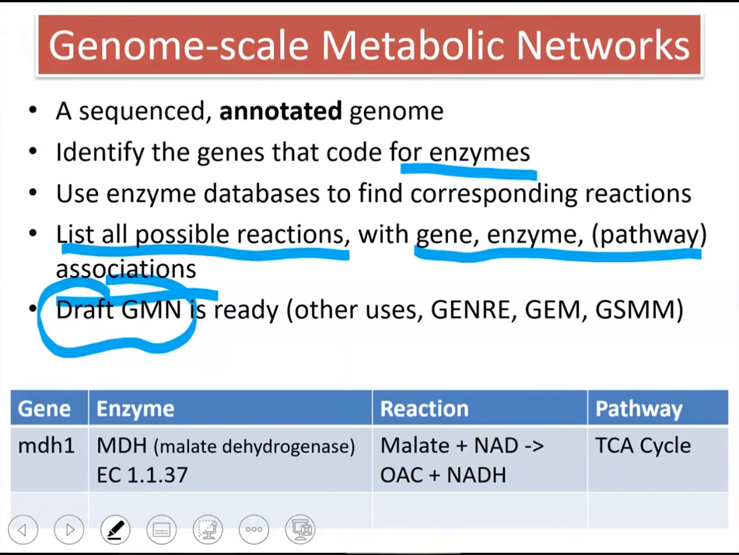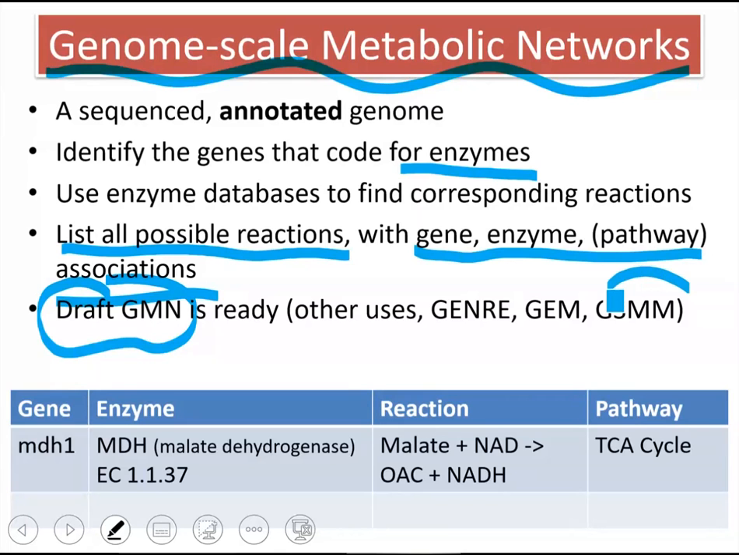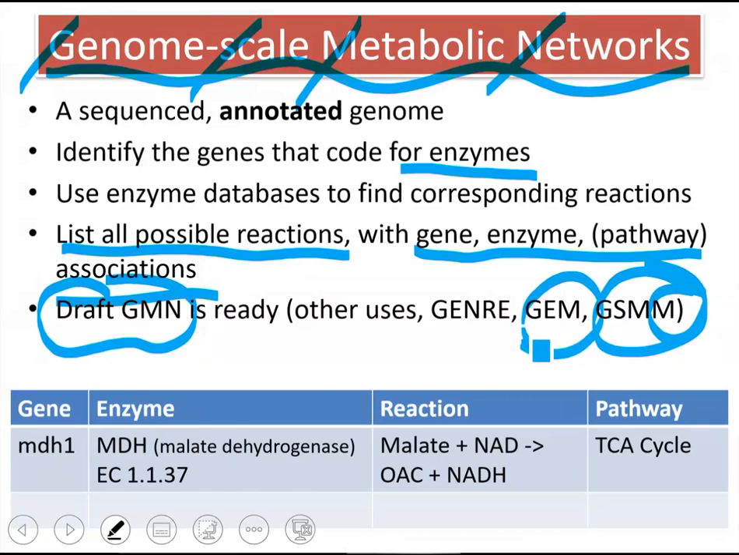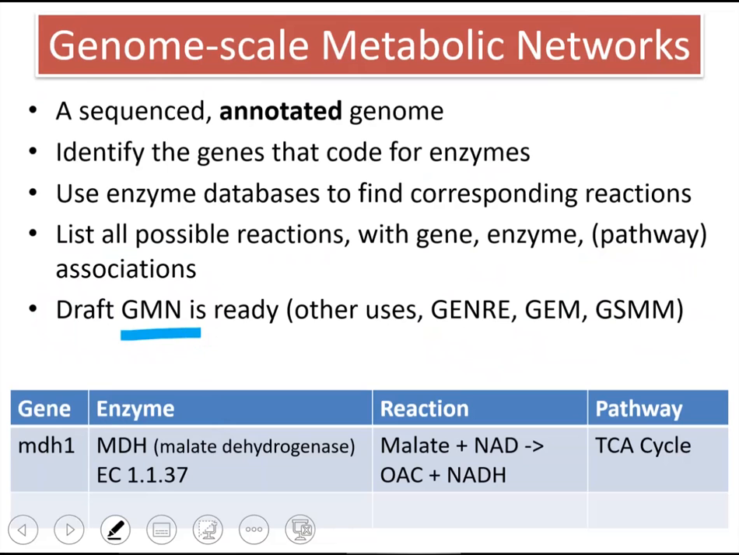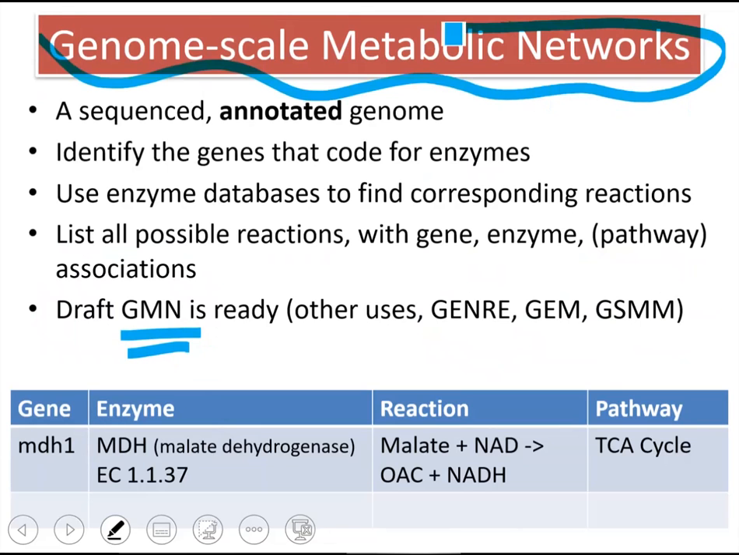ready for simulations. By the way, genome-scale metabolic networks are abbreviated in the literature sometimes as GSMM, so the initial letters here stand for genome-scale metabolic network models. M stands for model here. Some researchers refer to it as GEM, genome-scale metabolic models, and some papers use this abbreviation GENRE. In my lectures, I will use GMN to refer to genome-scale metabolic networks.